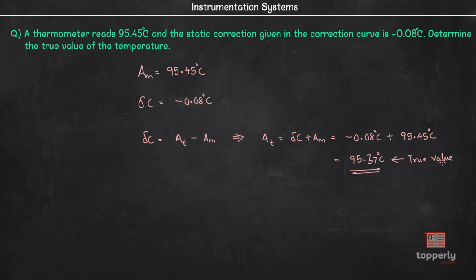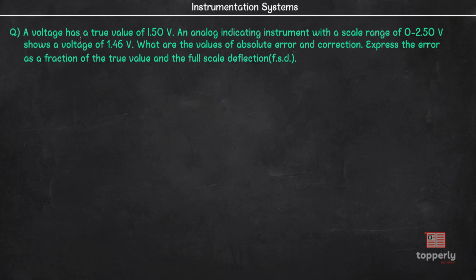Now another question is, a voltage has a true value of 1.5 volt. Okay, so AT is equal to 1.5 volt. Also given, an analog indicating instrument with a scale range of 0 to 2.5 volt shows a voltage of 1.46 volt. So the measured value given is 1.46 volts, and also the range of the instrument is given as 0 to 2.5 volts. Okay. Now the question is, what are the values of absolute error and correction?